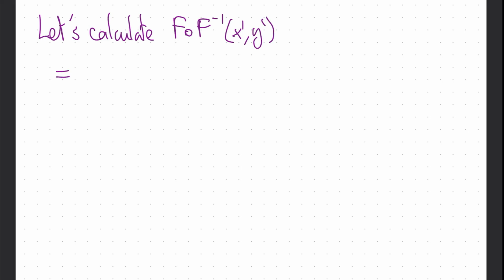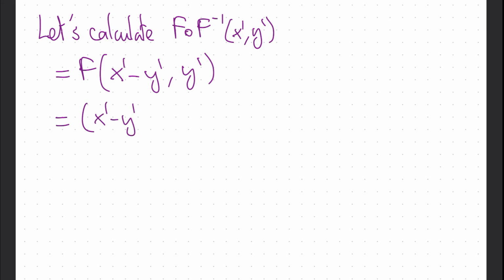Right, so that's f inverse of x prime, y prime. We calculate that first, and that's going to give me x prime minus y prime, comma, y prime. But now remember, the output from f is going to take the x coordinate that you feed it, plus its y coordinate, comma, the y coordinate. So that's x prime, y prime. So that's indeed the identity, as we wanted.